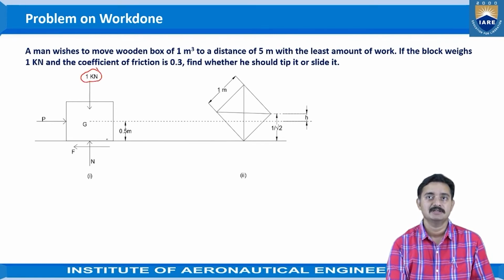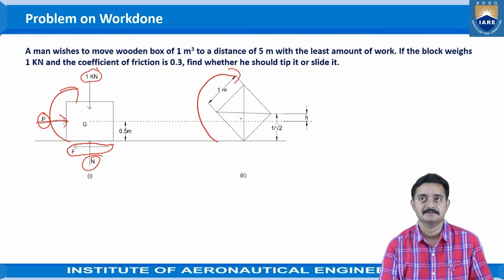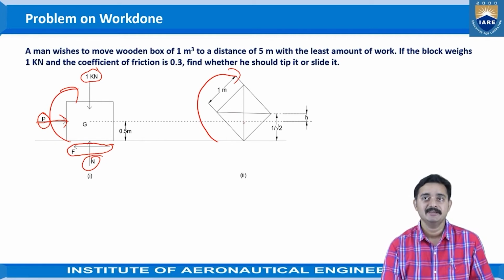the object is having a weight of 1 kilonewton and the object is being applied with a force P horizontally in the direction of movement. As this object is moving towards the right side, the frictional force will be acting towards the left side, and this is the normal reaction N. In the second case, this same box is being tipped in the clockwise direction. While tipping, the center of gravity of this object is being raised to a height of h.